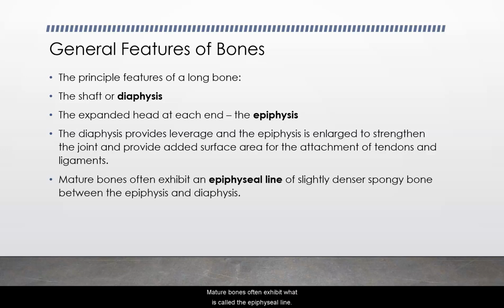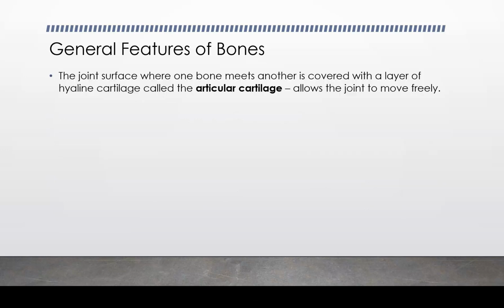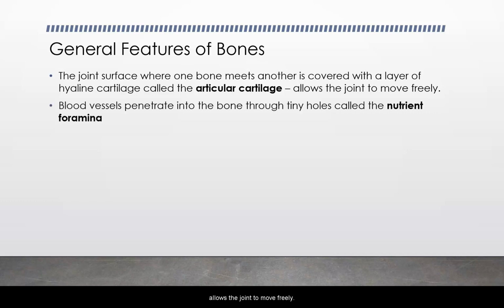Mature bones often exhibit what is called the epiphyseal line, where you see slightly denser spongy bone between the epiphysis and the diaphysis. This is a remnant of a childhood growth zone called the epiphyseal plate or growth plate, and we'll see pictures of that later on. The joint surface, where one bone meets another, is also covered with a layer of hyaline cartilage called the articular cartilage, and it allows the joint to move freely.